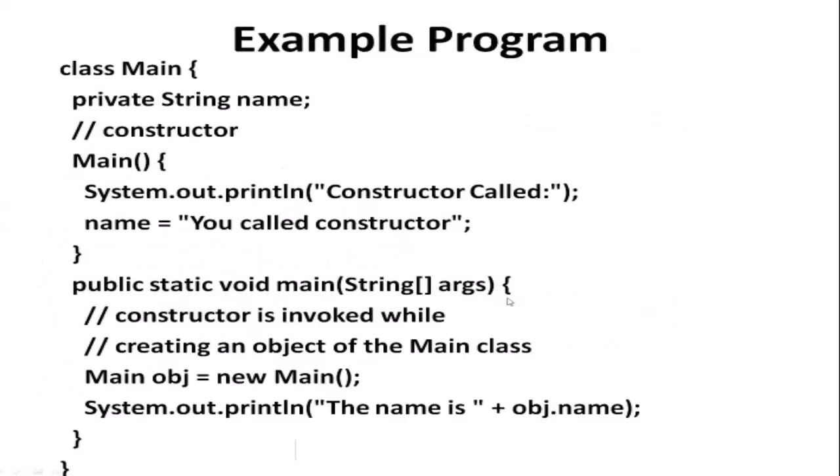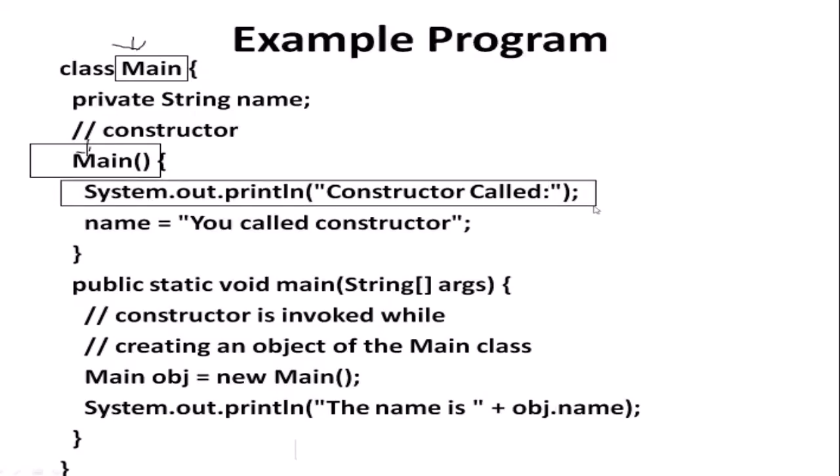Now here we have an example program. The particular class name is Main. Basically these are keywords, but in Java, whatever has a capital first letter will not be taken as a keyword. So Main is the class name we have defined. Here also Main is a constructor. The constructor has the same name as the class name. Then we just call System.out.println, so "constructor is called".